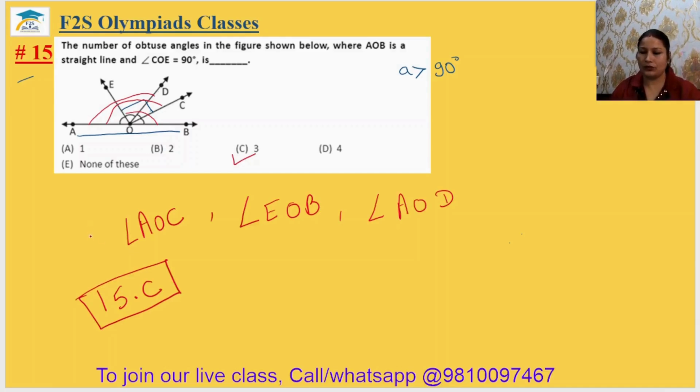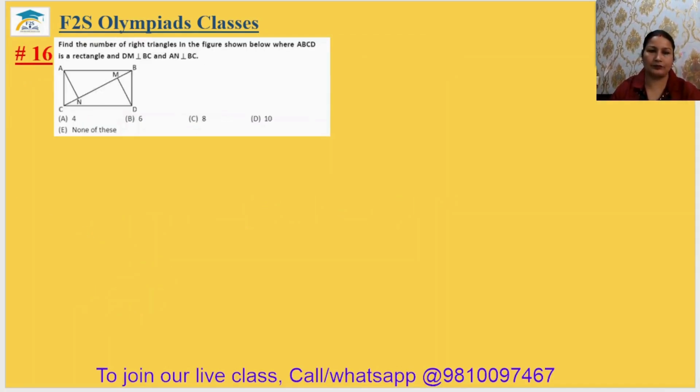Okay? Question number 16. Find the number of the right triangles in the figure shown below, where ABCD is a rectangle, DM is parallel to BC and AN is parallel to BC. So how many right angle triangles are here?